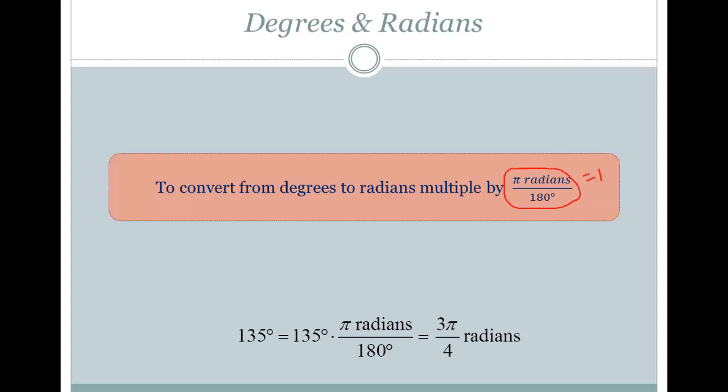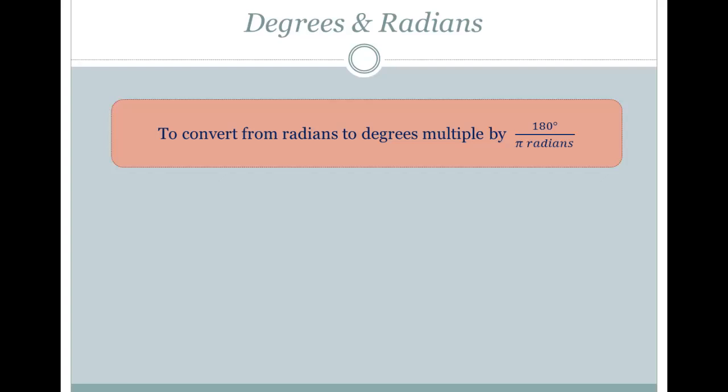If I want to go in the other direction, from radians to degrees, I just switch this, because I want to get rid of the radians. Again, this ratio is equal to 1. I'm not changing the value, I'm just changing the units.